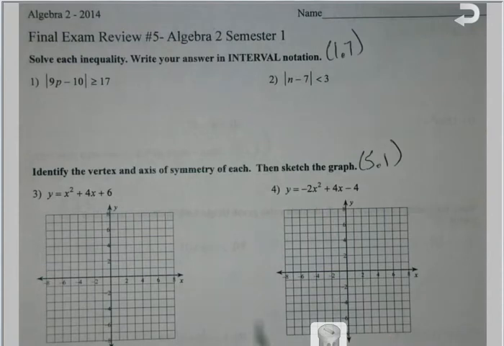All right, we're going to take a look here at review number 5. Some things you're going to notice we're seeing over again like we did before, but again, it never hurts to see things a couple of times when we're trying to remember them. So up here at the top, again, we're looking at solving inequalities, writing answers in interval notation. This time I'm going to jump over to number 2.